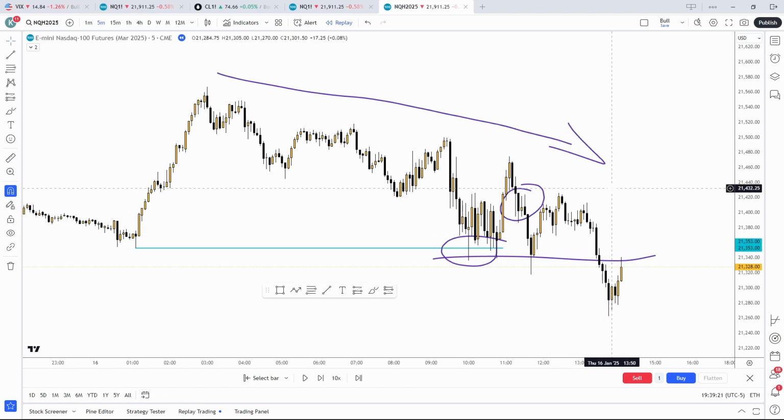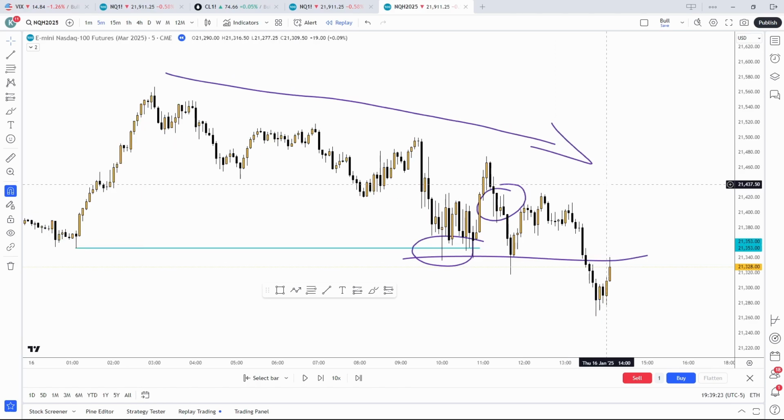So we have to stay on the right side of higher time frame order flow, and in order to do that, we need to understand these key concepts, these key areas, and the price decisions that are being made inside of them, and then following suit afterwards.